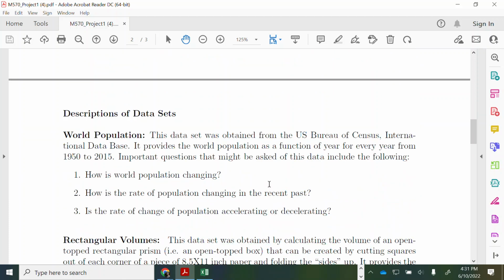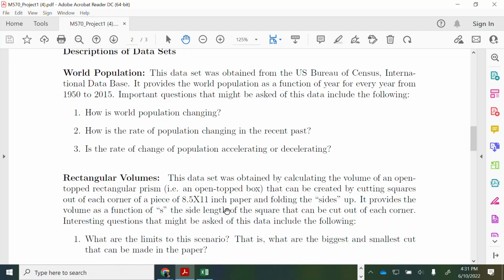So what are the data sets? There's a description of the data set below. There are 4 options to choose from. Once again, the most you would do is 2, and some of you only do 1. The world population data set is just what it sounds like: world population every year from 1950 to 2015. Some questions you could ask: how is the world population changing? How is the rate of population change changing in the recent past? Is it accelerating or decelerating? Over which periods is it doing that?